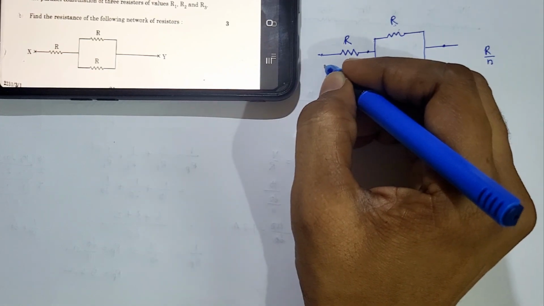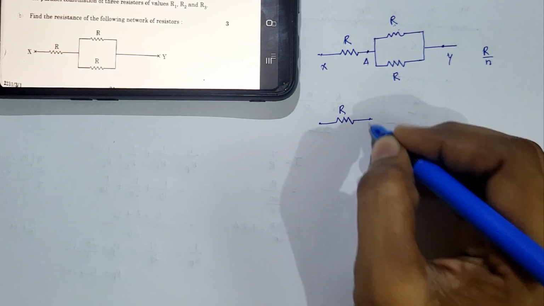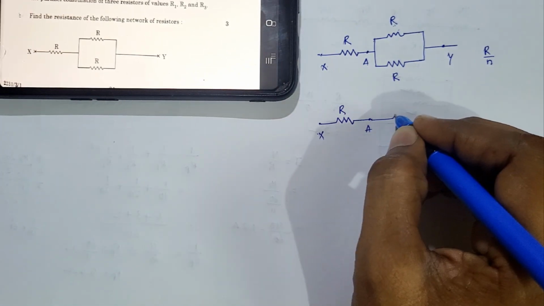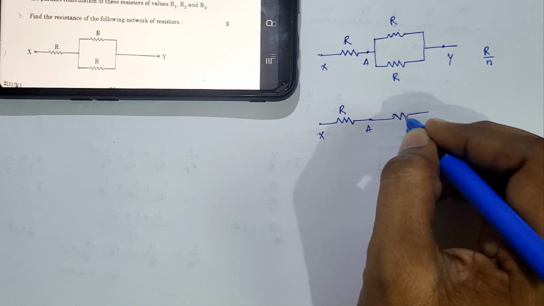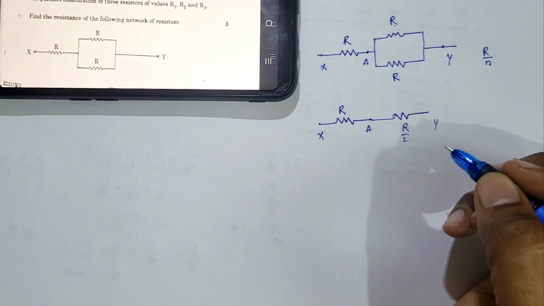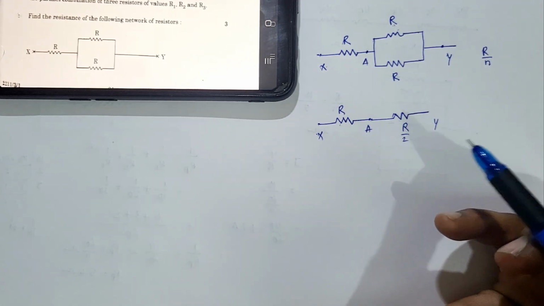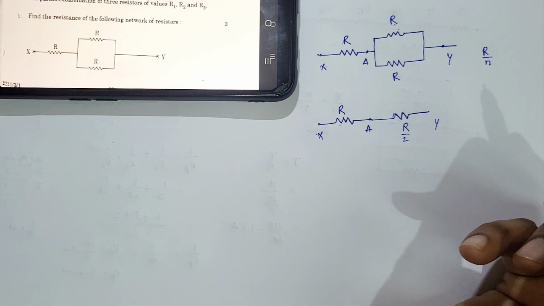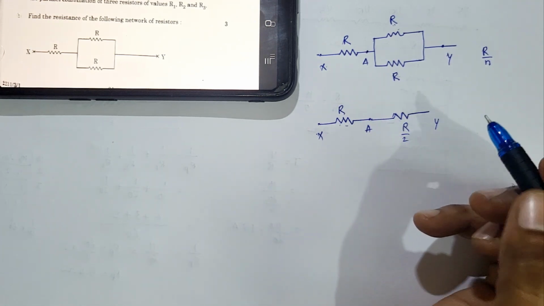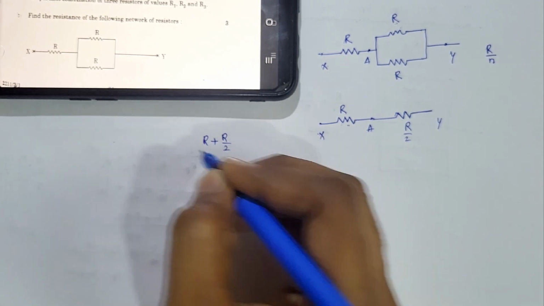Imagine this as X, Y, and let us imagine this as A. So here X, A will not alter anything. But A and Y will become R by 2 now. So now these two are in series. When two resistors are connected in series, what happens? R1 plus R2. So R plus R by 2.